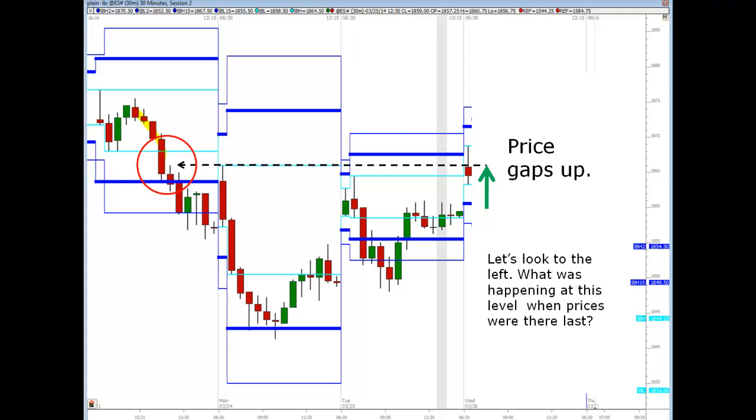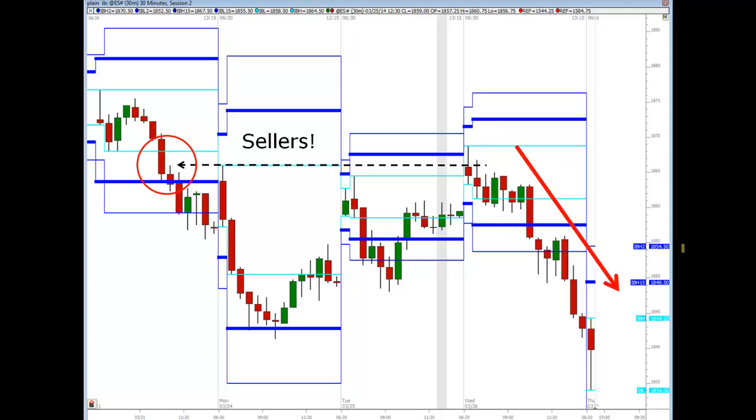So would I be willing to take a short immediately? Well, I'm always of the conservative school, and if you wanted to be an aggressive trader, I guess you could. That would be a reasonable trade to take, and you could make your stop the initial balance high. However, I will wait to see what happens during the next 30-minute period.